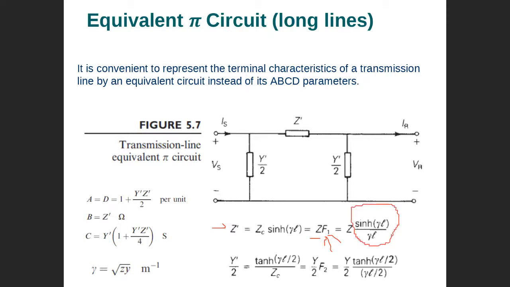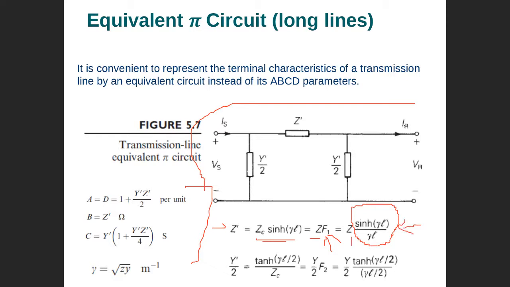So the idea here, to find Z prime, Y prime, is that we want to construct this circuit here, and then we can find A, B, C, D. That's the idea. The first thing, you want to construct the circuit. So how to construct the circuit? So this is Z. Either we do it this way or we do it this way.